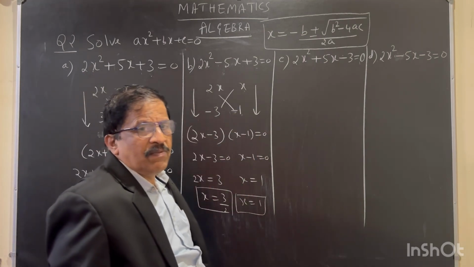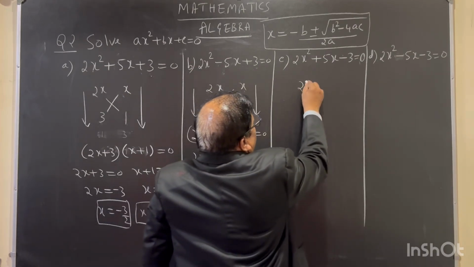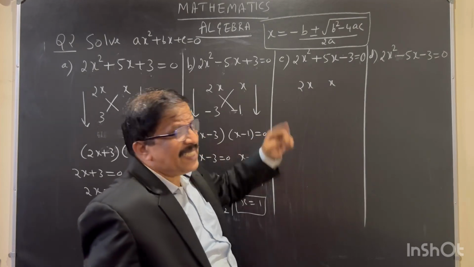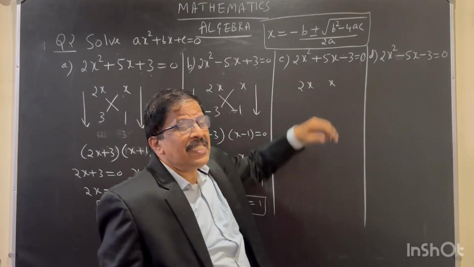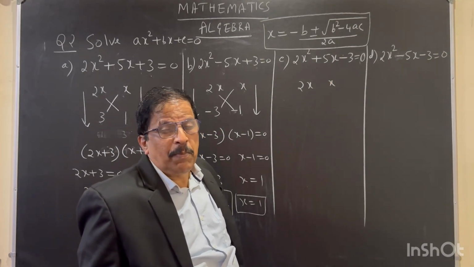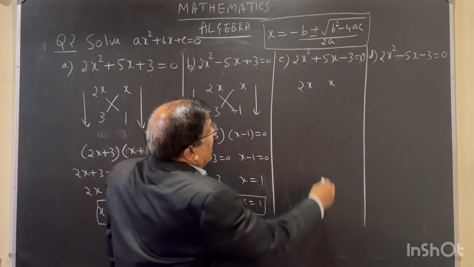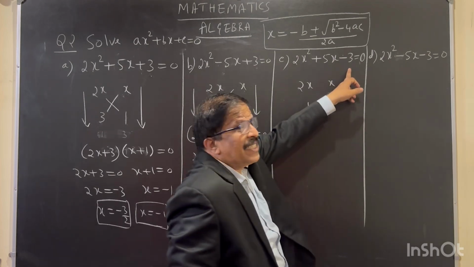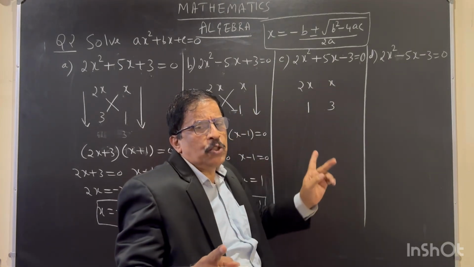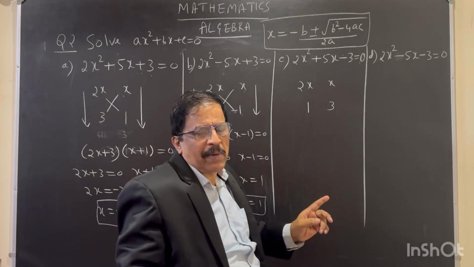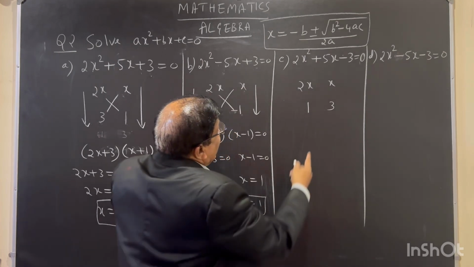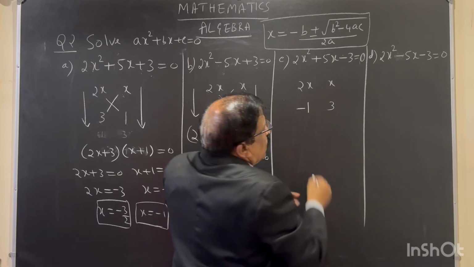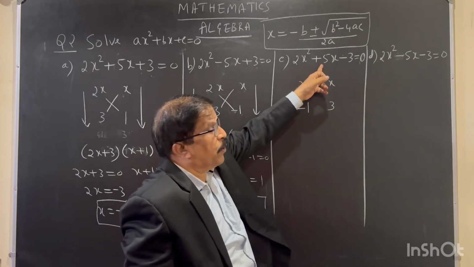Now come to this. 2x square can be written as 2x into x, only one possibility. Now minus 3, but I want to get plus 5x. So this time I write 3 here and 1 here. Since it is minus 3, one should be plus, the other should be minus, because plus into minus is minus, correct? So I write 3 here so that this is plus 3x.